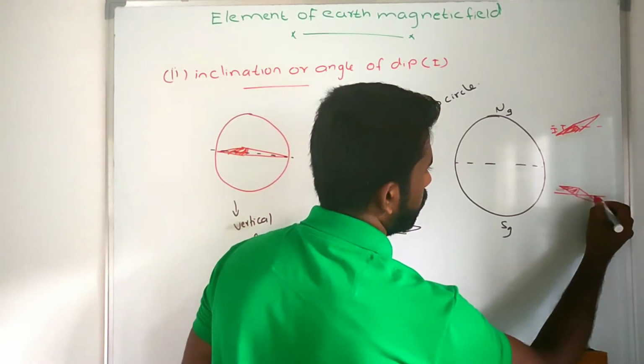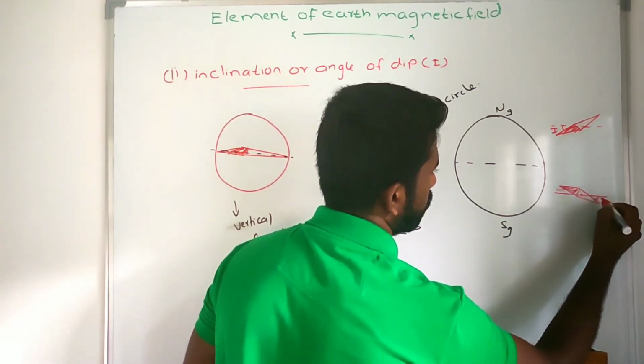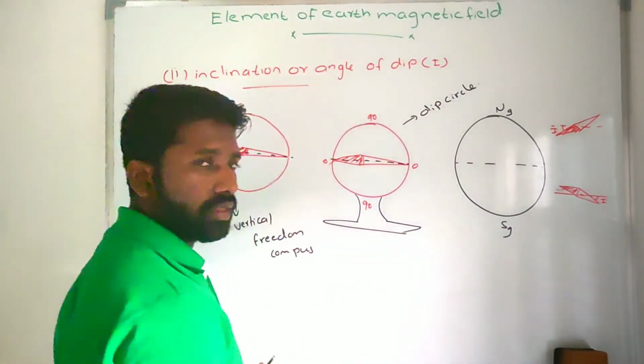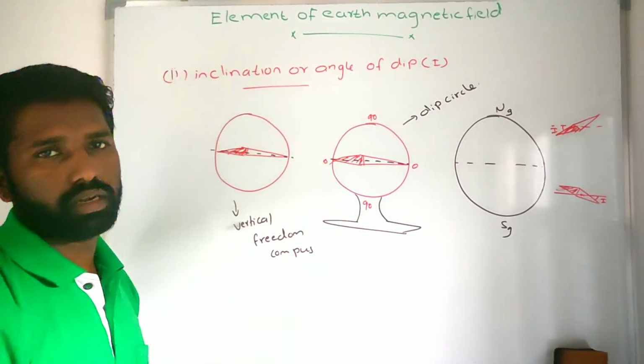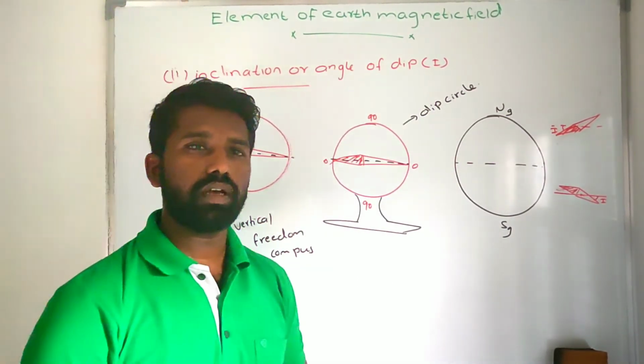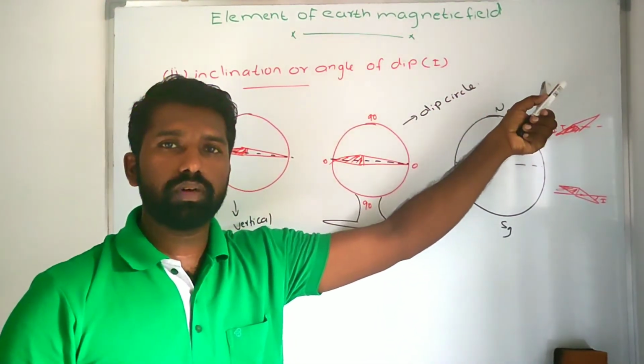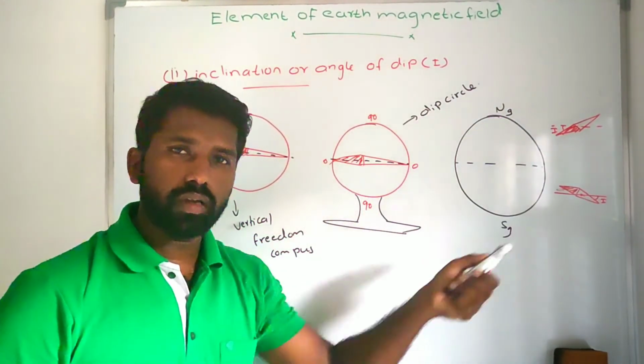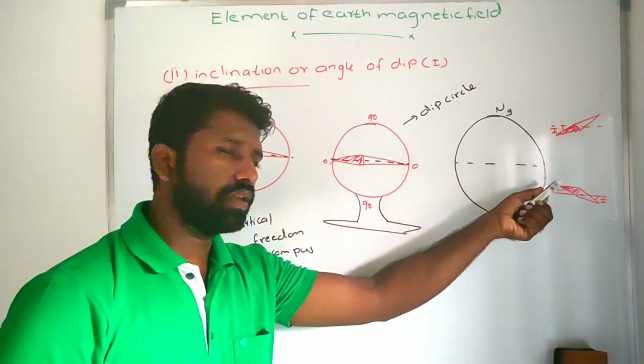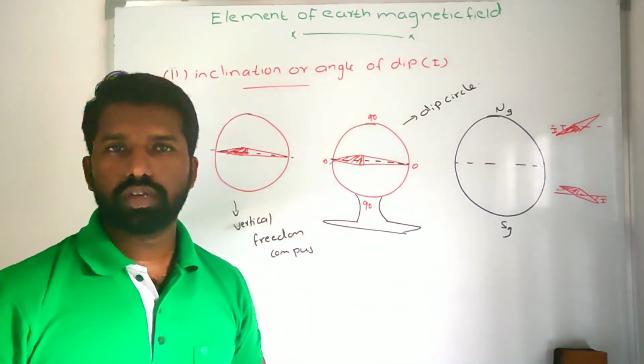The south pole dips down by an angle with the horizontal. That is this angle. That angle is called the inclination. So inclination is the angle of dip of the vertical freedom compass north pole in the northern hemisphere, or the south pole in the southern hemisphere.